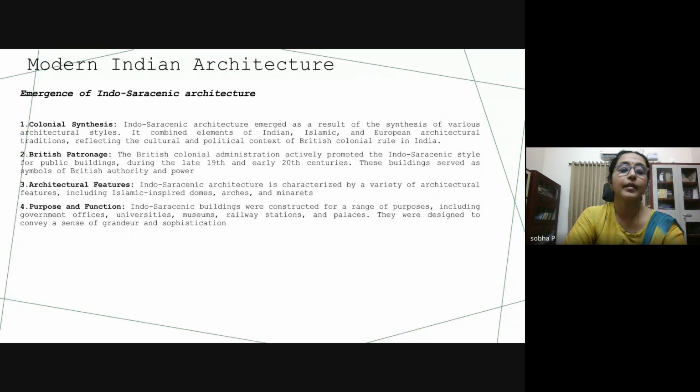The architectural features were mainly Islamic-inspired domes, arches, and minarets. As for the purpose and function, these Indo-Saracenic buildings were constructed for a range of purposes like offices, universities, museums, railway stations, and palaces.